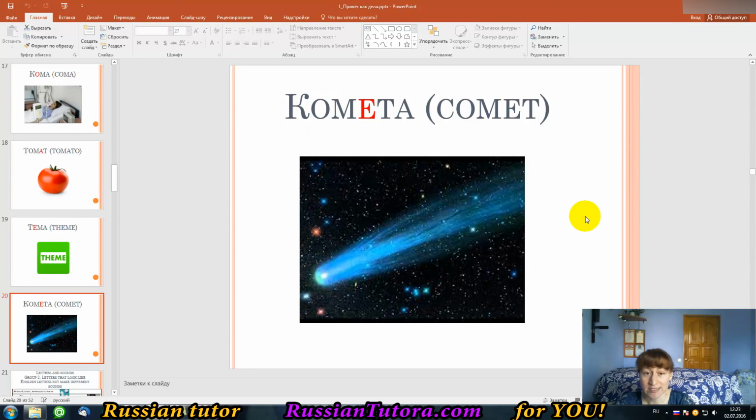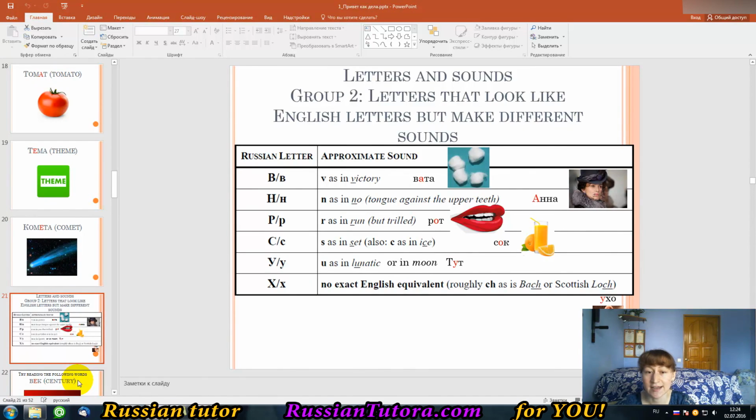Okay, so this was the first group of Russian letters, the letters that look exactly like English letters and make the same sounds. Now we will look at Russian letters that also look like English letters, but make different sounds. So be careful with these letters. The first letter that looks like English B is V. It is actually the V sound. For example, вата.